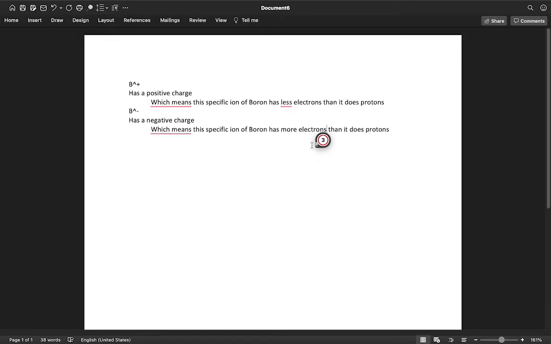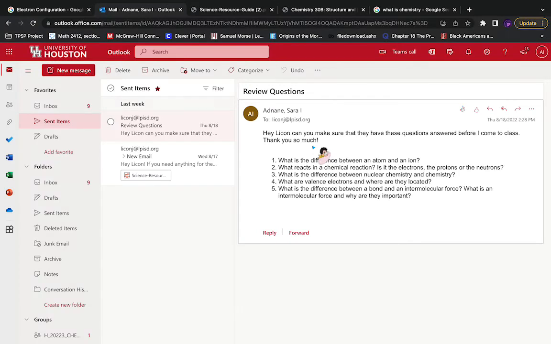It's a very basic concept. Whether it has a positive or negative charge, or has that little plus or that little minus, it means it's not neutral anymore, which means it's an ion. And that's the gist you're going to get from it.